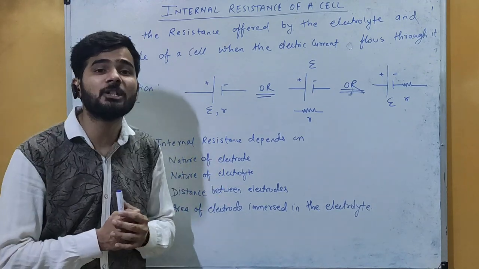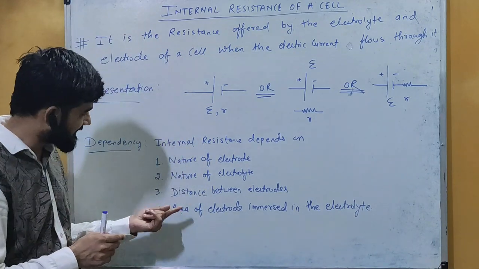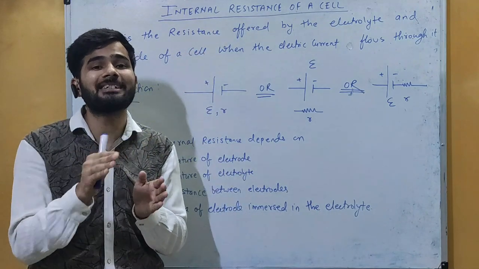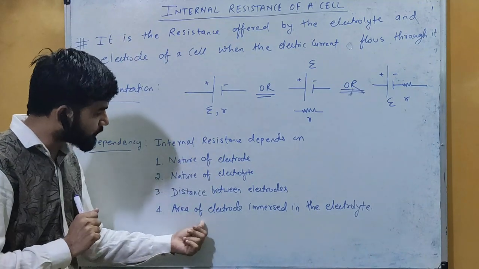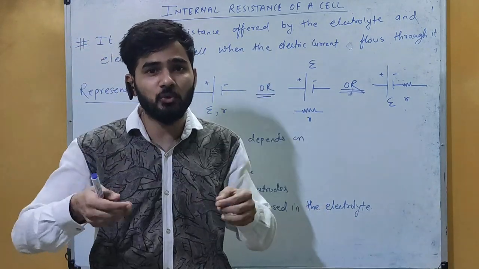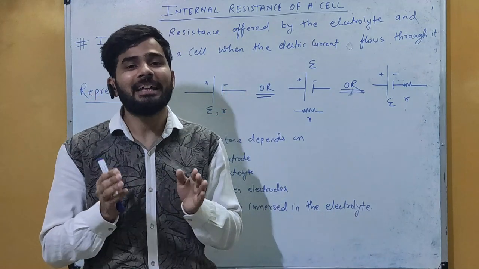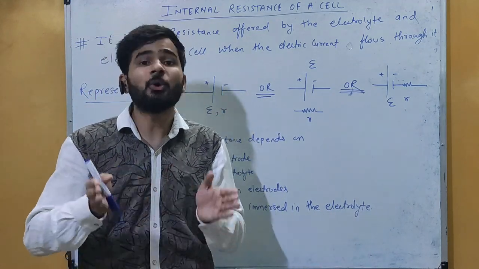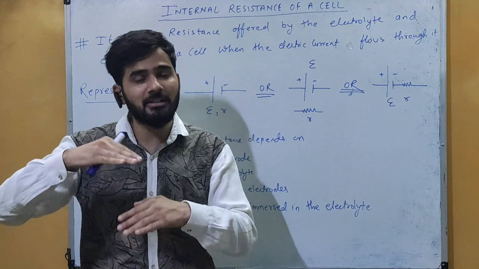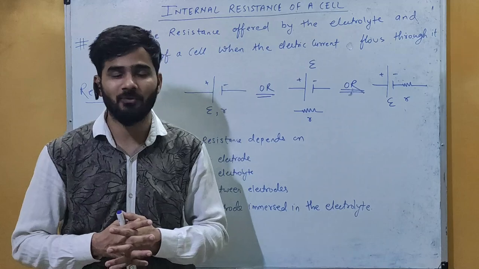It also depends upon the nature of the electrolyte, the liquid which we are using in a cell. It also depends on the distance between the electrodes, that is, how far apart the two electrodes we have placed are. And it also depends upon the area of the electrode immersed in the electrolyte. It's not always that both electrodes are fully immersed in the electrolyte; sometimes some part of the electrode is outside the liquid. So the internal resistance depends upon the part of the electrode which is immersed inside the electrolyte. So these are the four parameters on which the internal resistance of a cell depends.